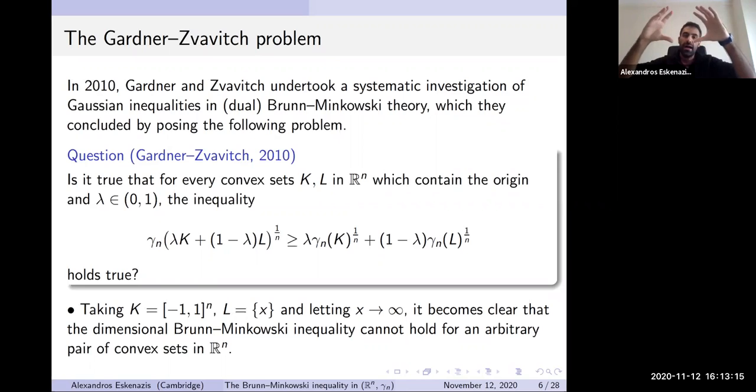As you send x to infinity, the Gaussian measure at infinity goes to 0, so the measure of this cube will also go to 0. So this inequality simply cannot be true. The left-hand side goes to 0 and the right-hand side is simply a constant because of the gamma of K. So you need a condition that says that both sets K and L have most of their mass around 0 for the Gaussian. And the condition that they chose to ask about was convex sets containing the origin.